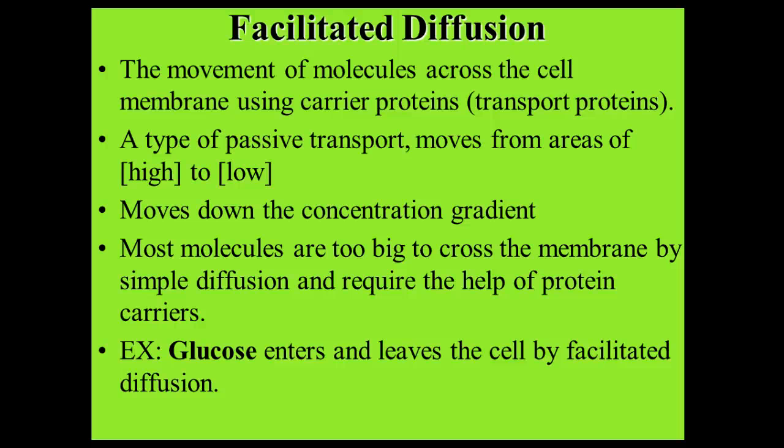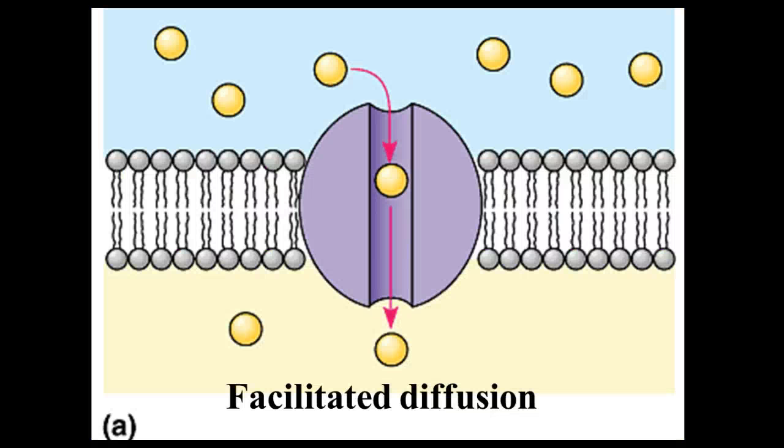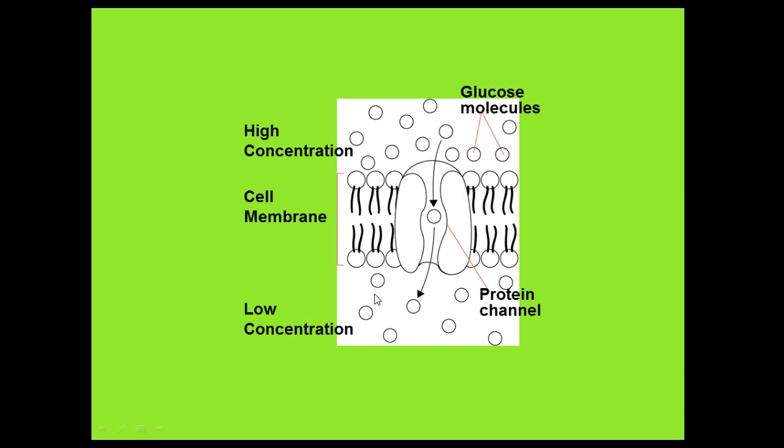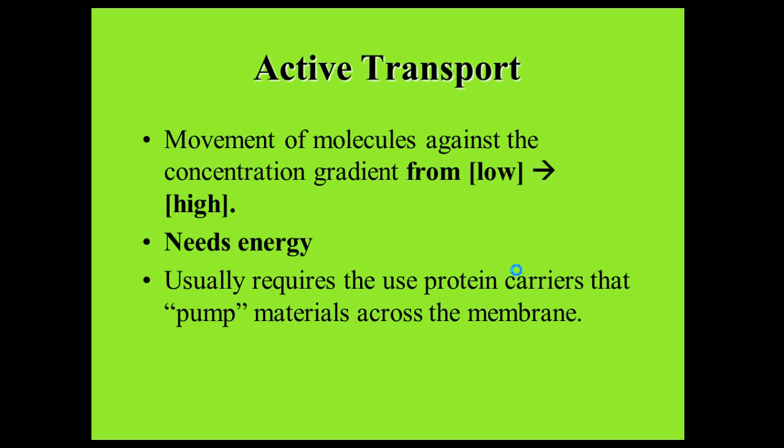An example is glucose enters and leaves the cell by facilitated diffusion. In facilitated diffusion, we're still moving from an area of high concentration to low concentration. We're just using a protein to help us get there. See, these guys are too big to fit through that cell membrane, so they've got to use a protein carrier. And here it's just another example. High concentration to low concentration, not using any energy.